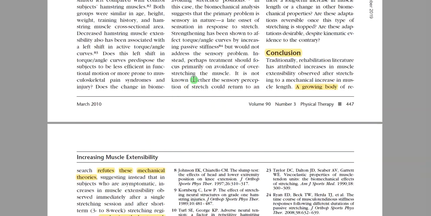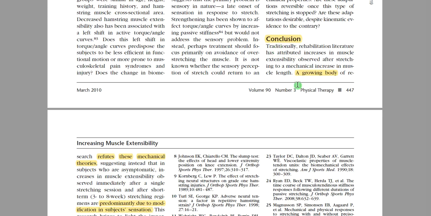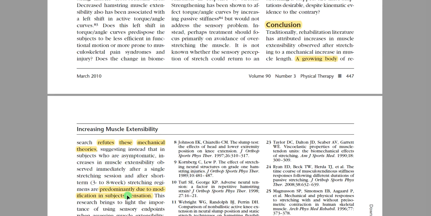Scrolling down further, getting to the conclusion of this. A growing body of research refutes these mechanical theories, suggesting that instead subjects who are asymptomatic, increases in their muscle extensibility observed immediately after stretching are predominantly due to a modification in subject's sensation. So their lack of sensation or their decreased perception of that stretch and increased tolerance to the stretch are why they have increases in range of motion.